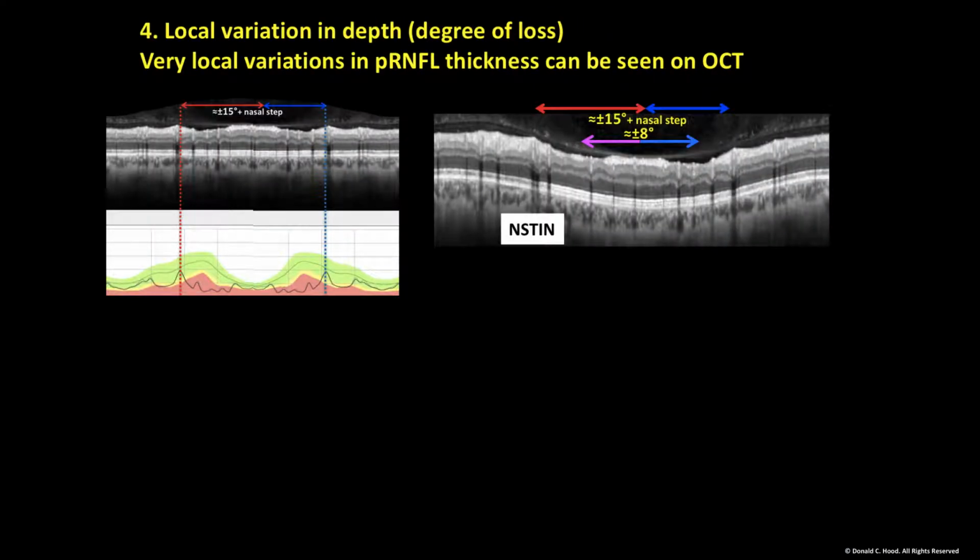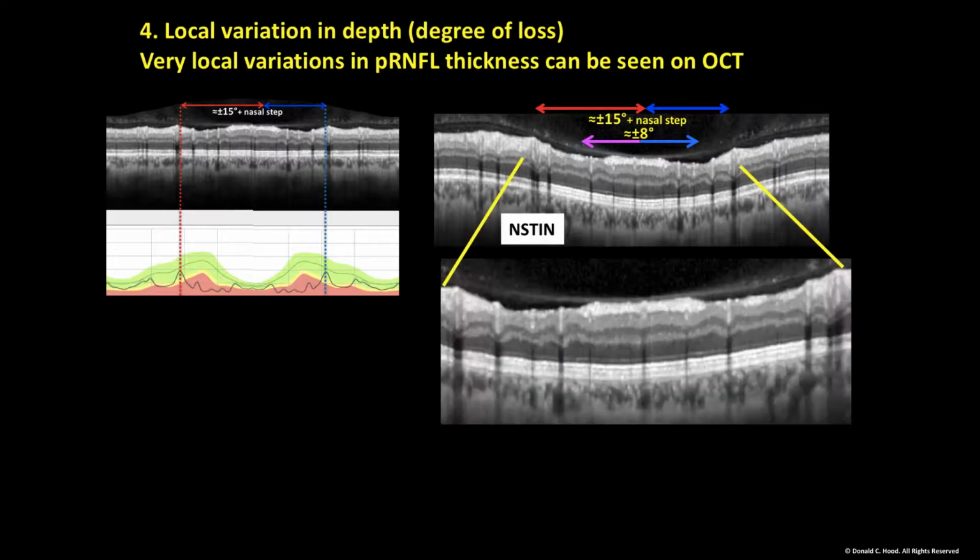All right, let me say something about local variation. These very local variations in retinal nerve fiber layer thickness can be seen on the OCT. This is not a special OCT. This is a frequency domain or spectral domain OCT. This kind of detail has been available for 8-9 years now, right?